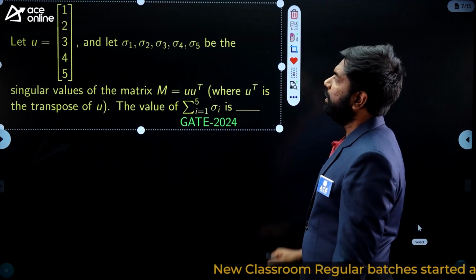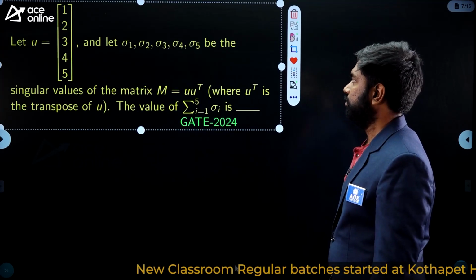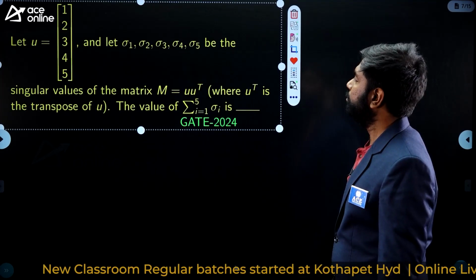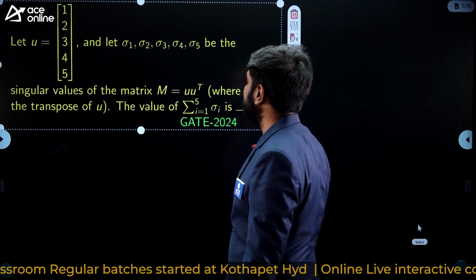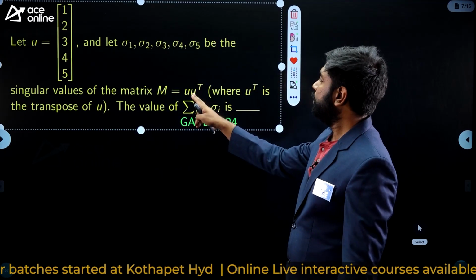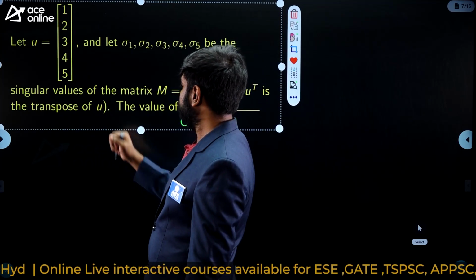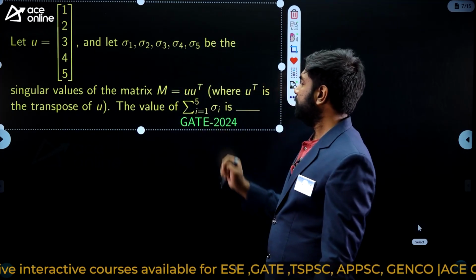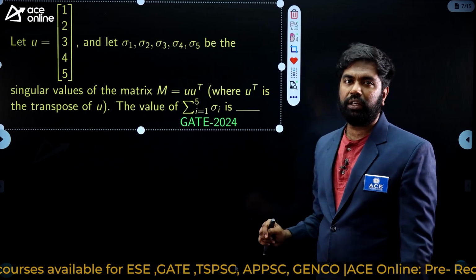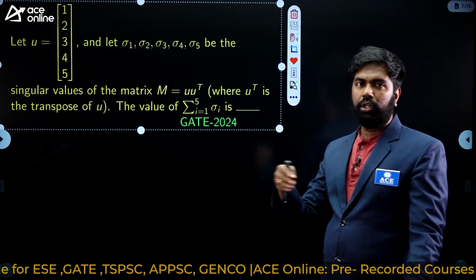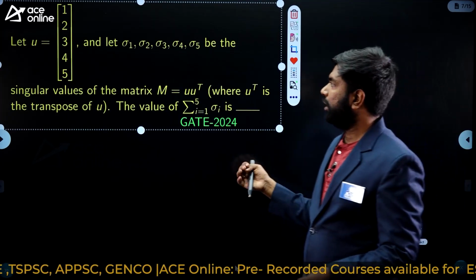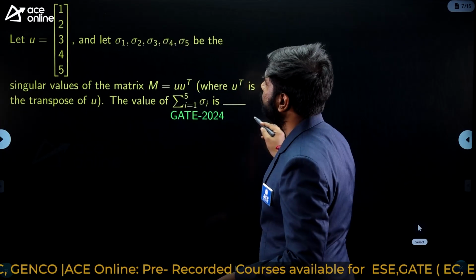He says let U be (1, 2, 3, 4, 5) and let sigma 1, sigma 2 up to sigma 5 be the singular values of the matrix M, which is formed by U into U transpose, where U transpose is nothing but the transpose of U. So the value of the summation of sigma i from i equals 1 to 5 is dash. So they are asking you the sum of the singular values of the matrix M. So what to do?